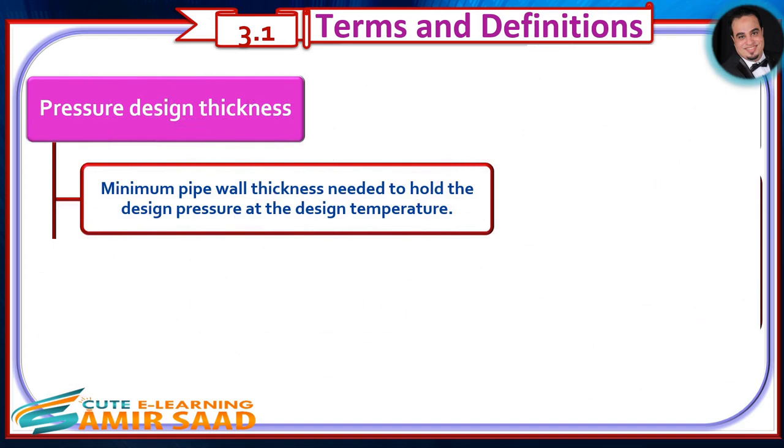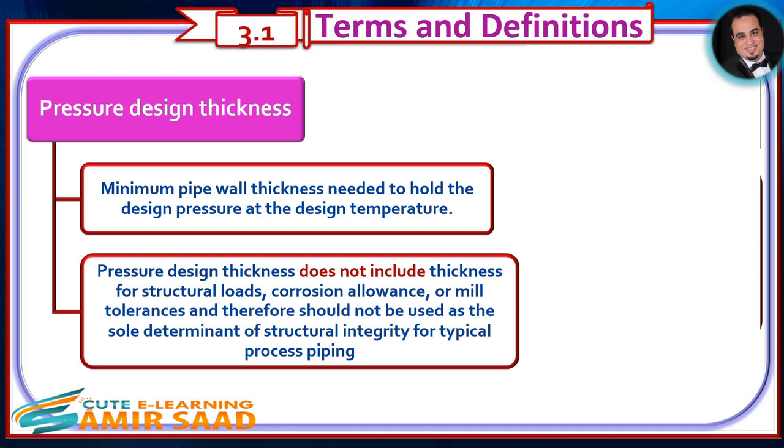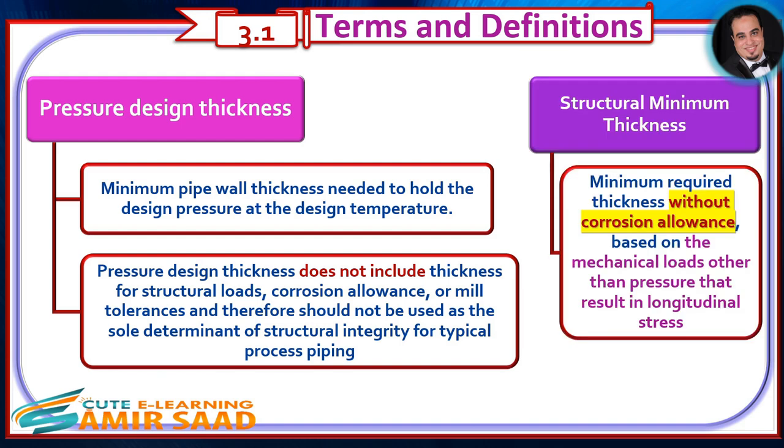Pressure design thickness: the minimum pipe wall thickness needed to hold the design pressure at the design temperature. Pressure design thickness does not include thickness for structural loads, corrosion allowance, or mill tolerances, and therefore should not be used as the sole determinant of structural integrity for typical process piping. Structural minimum thickness: the minimum required thickness without corrosion allowance, based on the mechanical loads other than pressure that result in longitudinal stress.